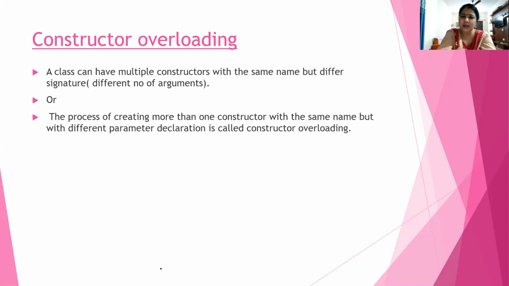Multiple constructors with the same name but different signatures. Signature means a different number of arguments we have to write. Another definition we can say: the process of creating more than one constructor with the same name but with different parameter declarations is called constructor overloading. The process of creating more than one constructor with the same name but with different parameters is called constructor overloading. From the example you will be more clear.